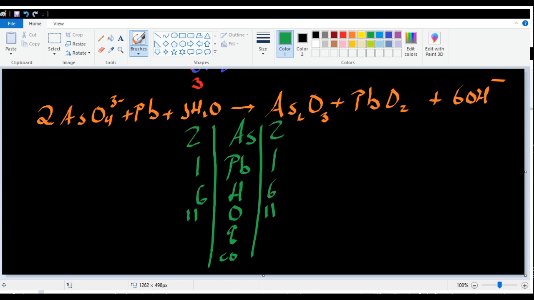And charge. 2 times negative 3 is negative 6 on the left. Negative 1 times 6 is negative 6 on the right. And as for coefficients, 2, 1, 3, 1, 1, 6. No common denominator. All right. So that is another balanced redox reaction.